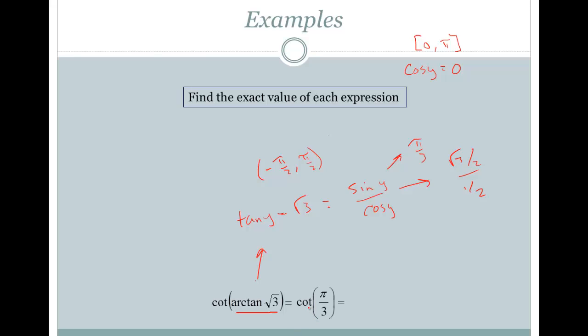Cotangent now is cosine over sine. So I'm going to have cosine pi over 3 over sine pi over 3. This is equal to a half over root 3 over 2. So that's going to be equal to, I need to simplify that, and I'm going to get root 3 over 3. Okay? You guys should be able to simplify it from right here. Alright?